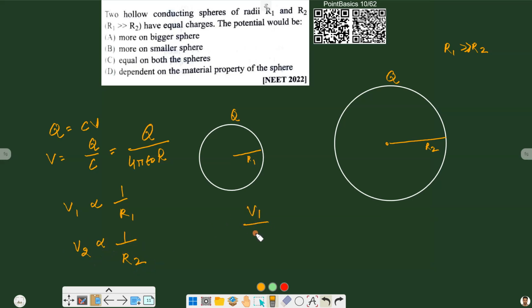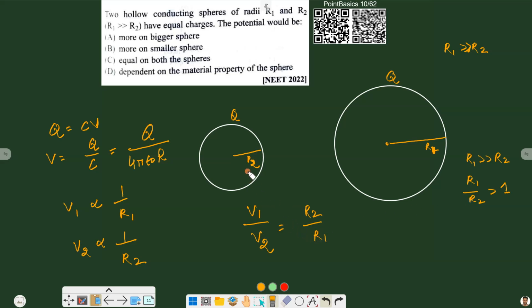So v1 by v2, this ratio is equal to 1 by r1 divided by 1 by r2, so that will be r2 by r1, and we know that r1 is greater than r2. Oh, sorry, not that. In the diagram, this should be r1 and this should be r2, because r1 is greater than r2. So r1 is greater than r2, it means r1 by r2 is greater than 1.